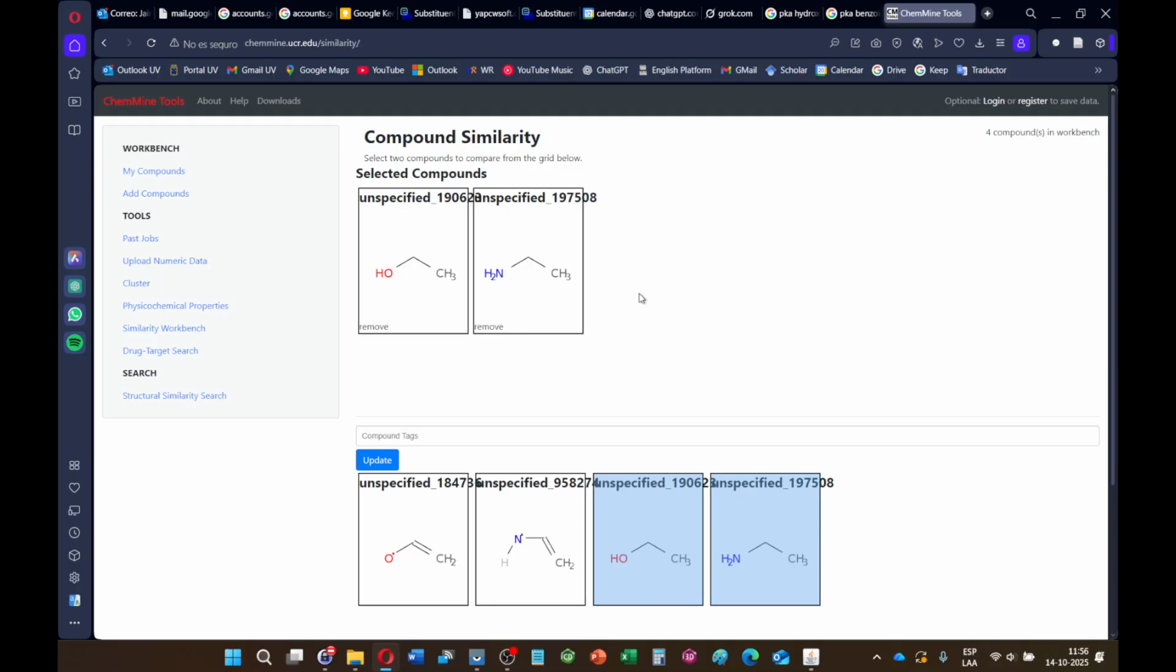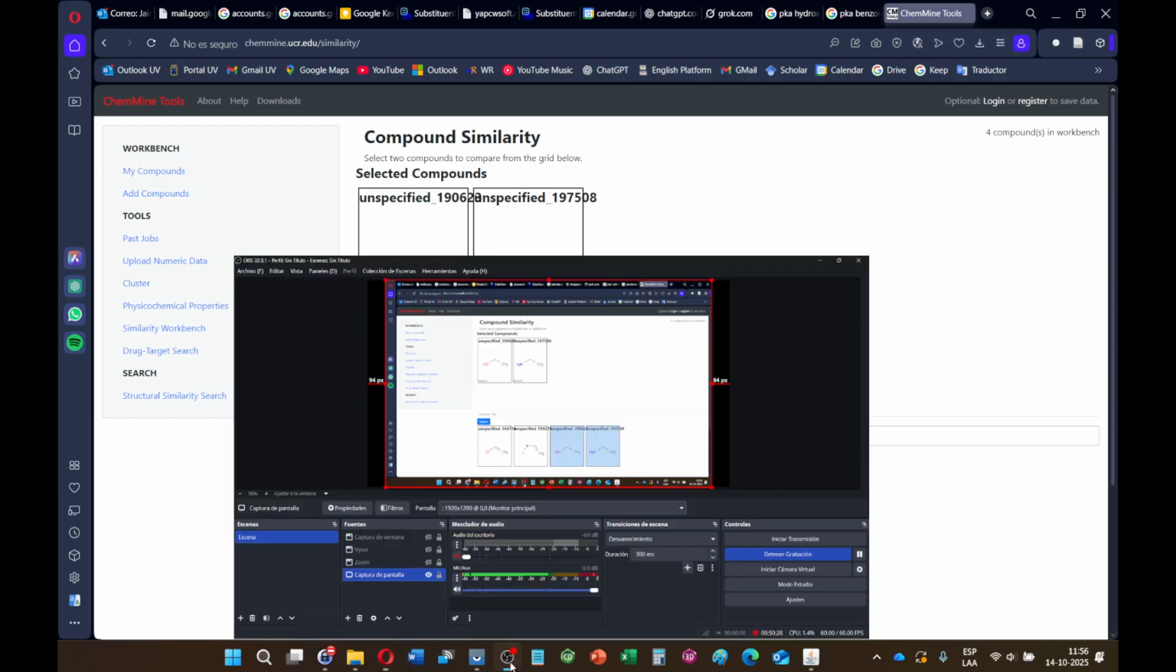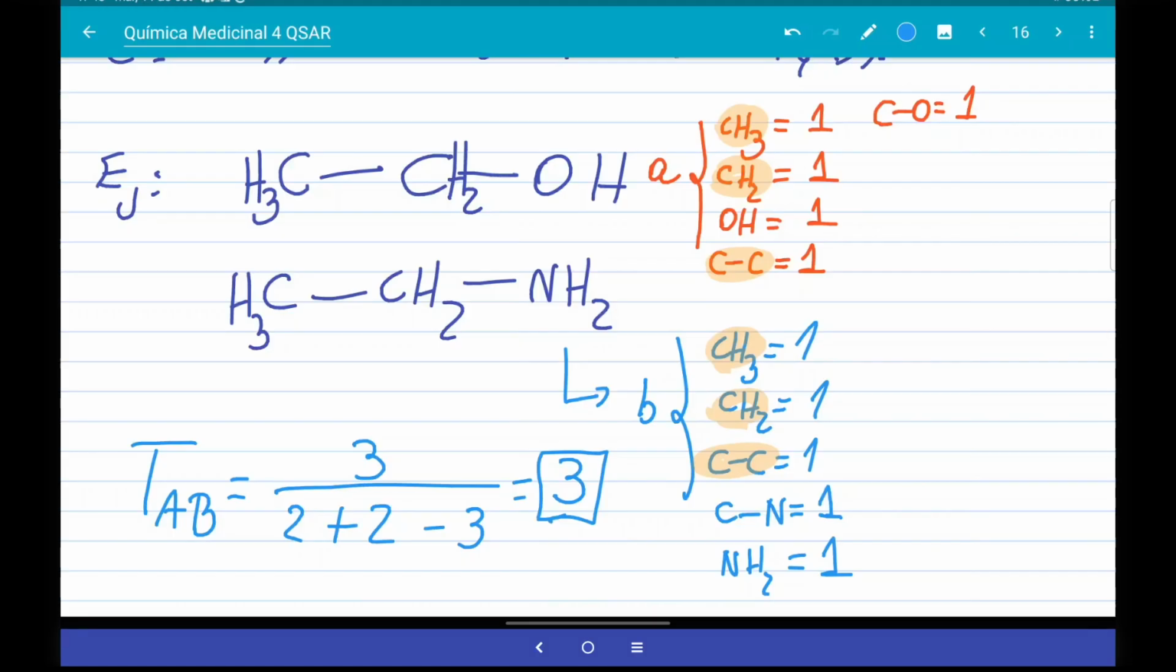Okay, so for practical effects, we are going to leave the issue of the Tanimoto there. Then, returning here to the tip, we see what we had left. We have that, and there we would have the explanation of the Taft constant.